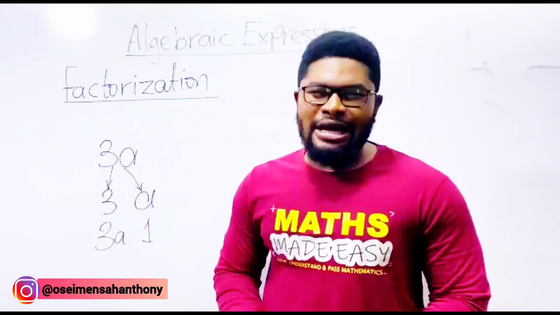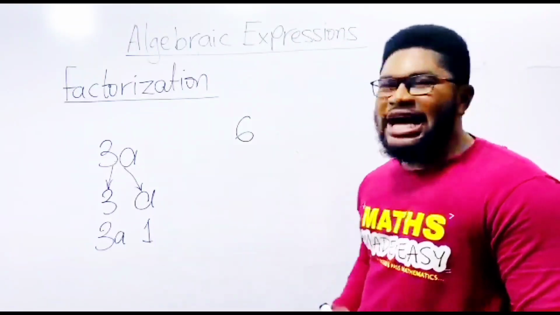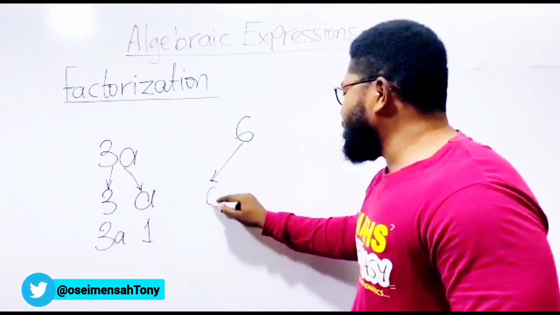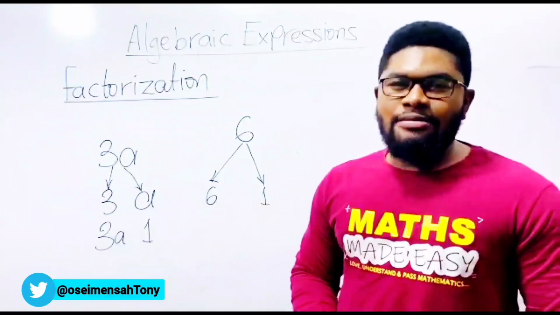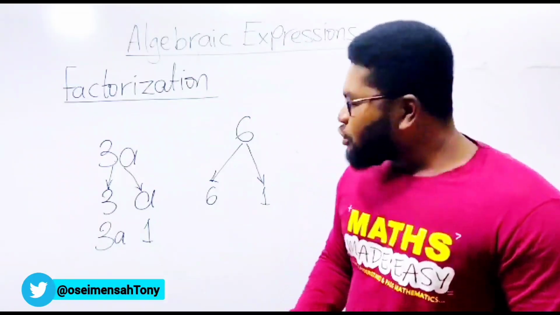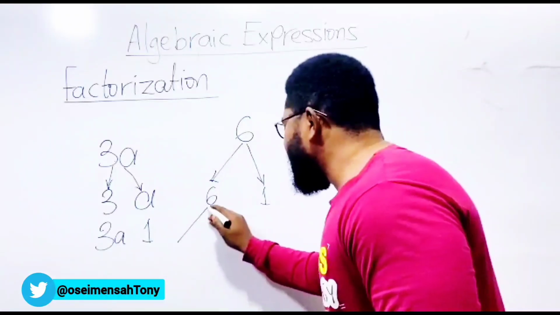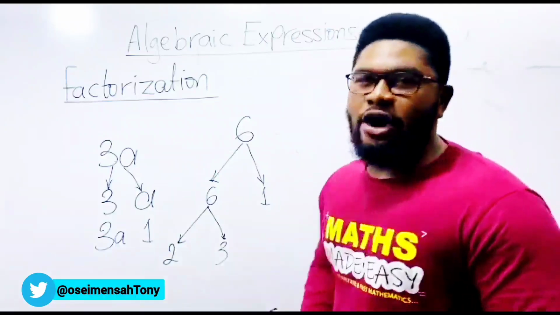Let's take a constant number like 6. Now, when you consider 6 as a number, the factors of 6 can be 6 itself multiplying 1. So 6 and 1 become factors of 6. Also, we can factorize this particular 6 into 2 and 3. So 2 times 3 also becomes a factor pair of 6.